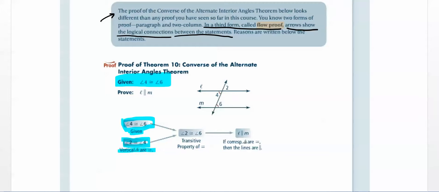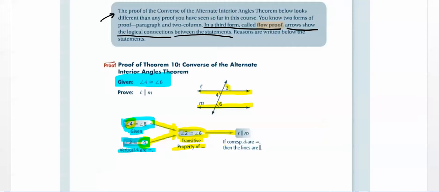Now if we use the transitive property, we can put these together. That's why there's two arrows coming together into one box here. If 4 is congruent to 6 and 2 is congruent to 4, they're both congruent to 4, so they're congruent to each other. That's the transitive property. And then going from that, we can say, well, since 2 is congruent to 6, L and M have to be parallel, and that's by the converse of the corresponding angles theorem.